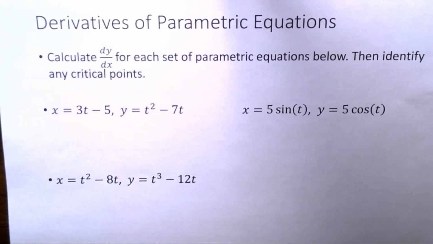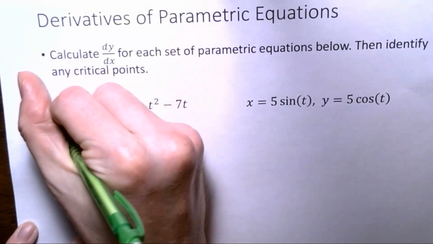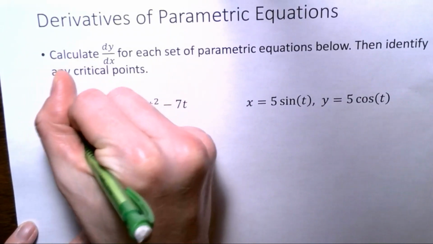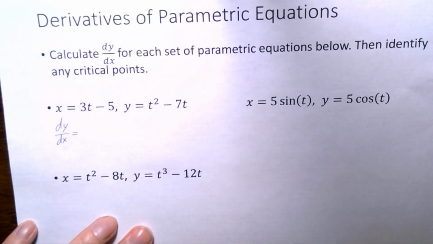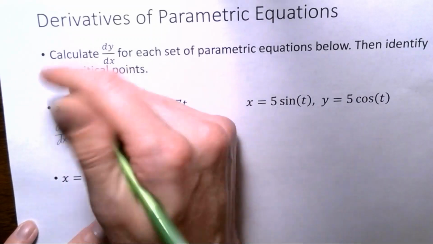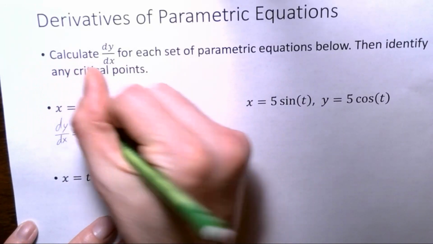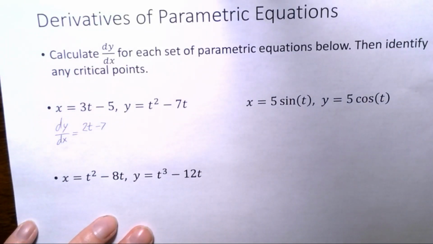So, now, let's calculate some derivatives of parametric equations. Let's start with this first one, where x is equal to 3t minus 5 and y is equal to t squared minus 7t. So the derivative, dy/dx, will be equal to, on the top, the derivative of y with respect to t, which is 2t minus 7. And on the bottom, the derivative of x with respect to t, which is just 3, as the derivative of negative 5 is 0.